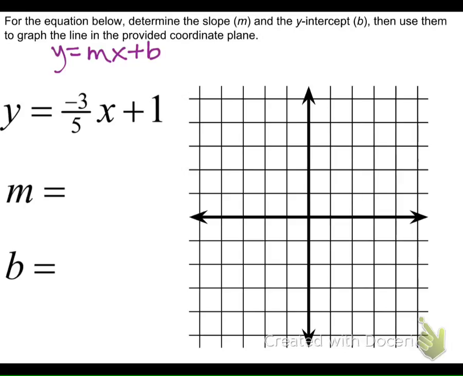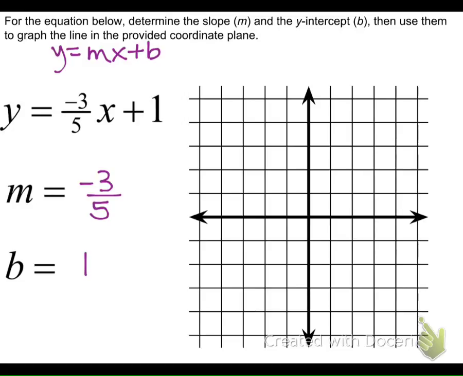So in this equation, what's the slope going to be? So your slope is -3/5. That's the number that's being multiplied by x. And then what's your y-intercept? +1. From here, I always graph.